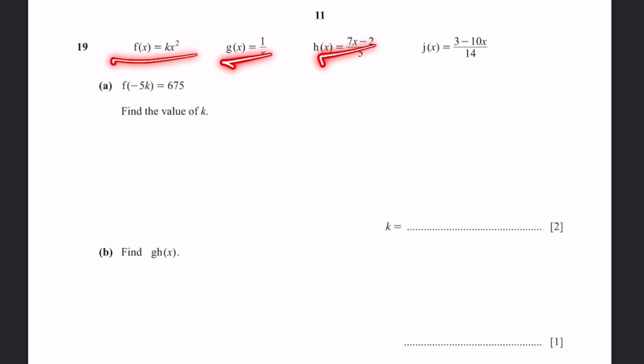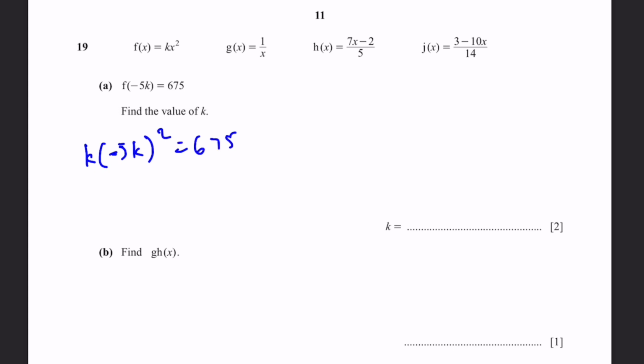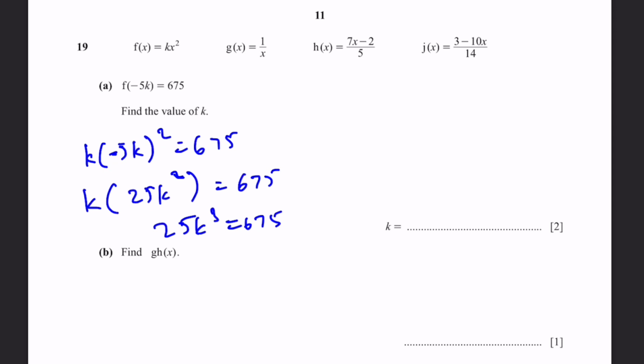There are four functions here, and one of them is f of x is equal to kx squared. So f of minus 5k is equal to 675. That means k into minus 5k the whole squared is equal to 675. That means k into 25k squared is equal to 675. 25k cubed is equal to 675. That means k cubed is equal to 675 by 25, which is 27. K is equal to 3, which is the cube root of 27.